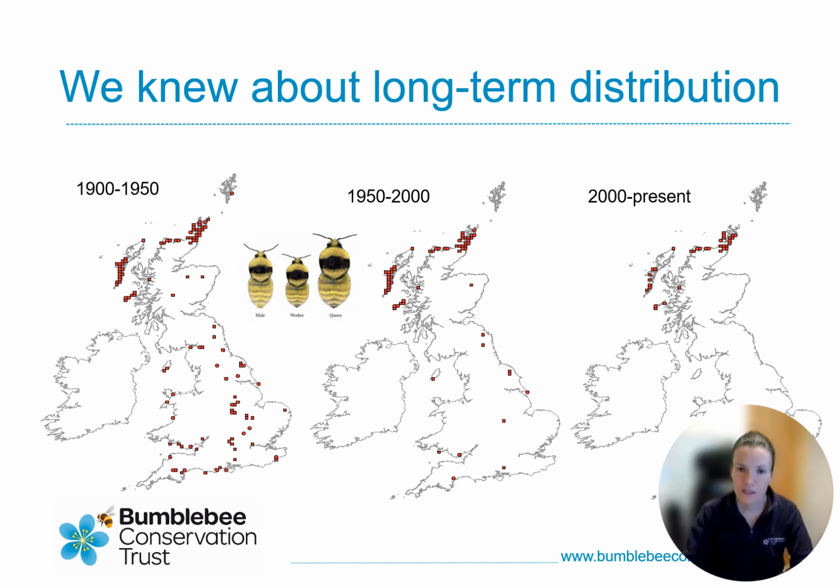It's from this long-term distribution data that the 1980s Bumblebee Atlas was produced. And it was this atlas that found that 7 species had declined by over 70% between 1900 and the 1980s. So this information is really useful, but it's not giving us data at the timescale for us to be able to do something effectively about it, to act as that early warning system, which is what we wanted BeeWalk to be essentially.